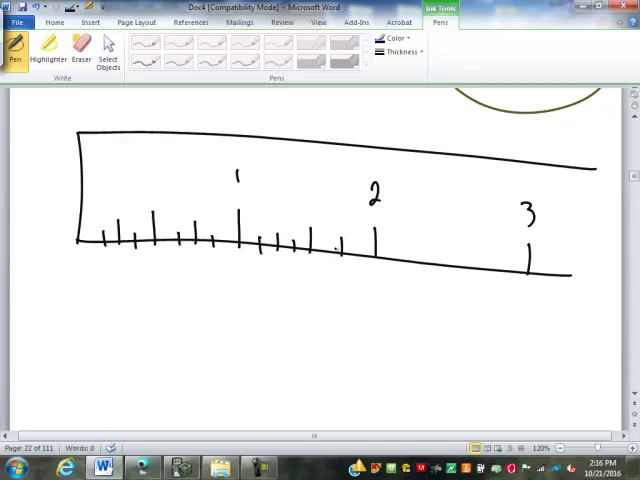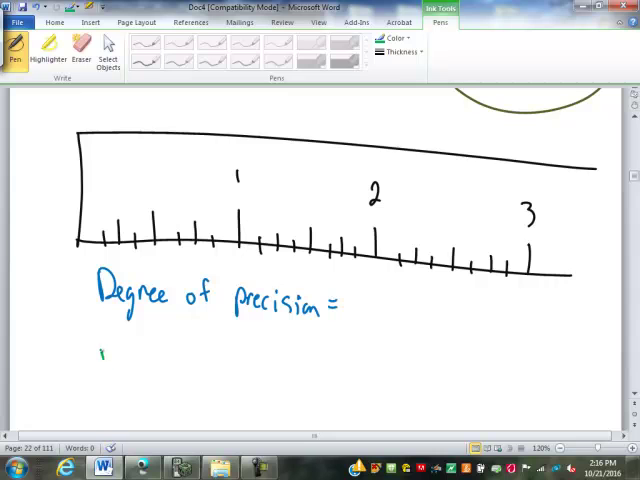So I want you guys to do, in your notes quick, I want you to look at this ruler, and I want you to tell me what is its degree of precision, and what is that possible error or implied error in that measurement? Find both of those real quick for me.